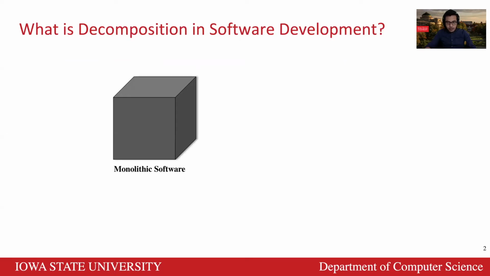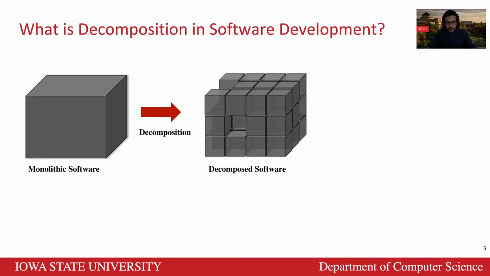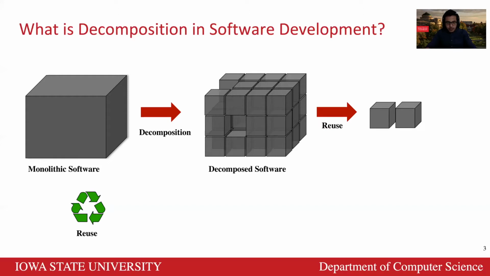First, a monolithic software is a piece of code without components or pieces, whereas a decomposed software has components or pieces that can be utilized independently. The process that decomposes a monolithic software into components and modules is called decomposition. There are a number of benefits of decomposing software into modules. One of them is enabling reusability.